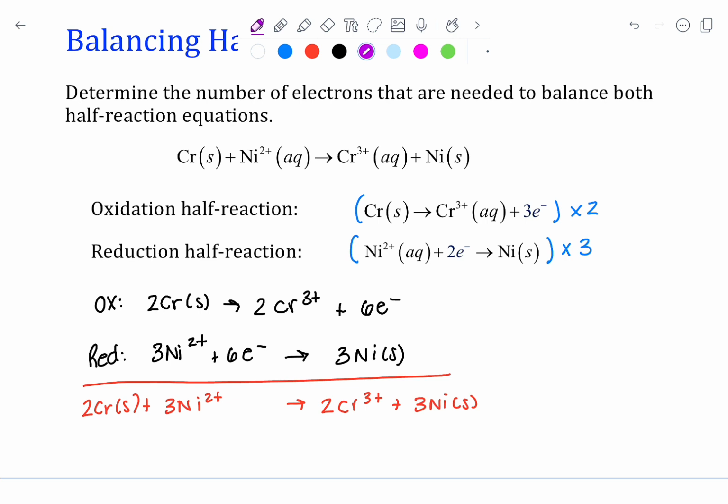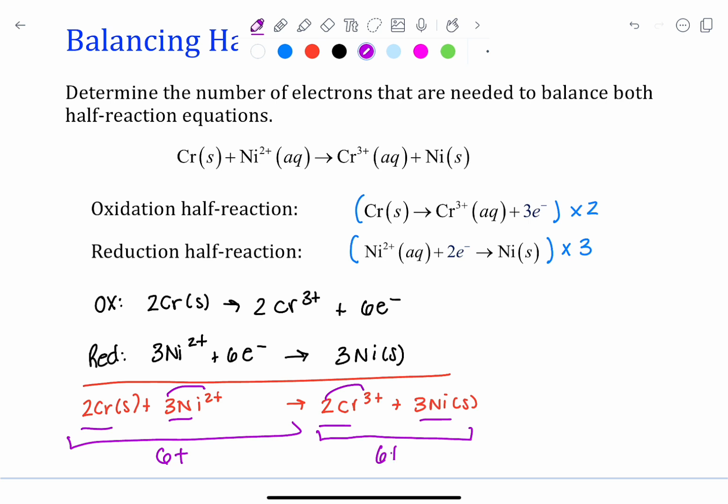And if we look at our two sides, I now have mass balance, so I have 3 nickels and 3 nickels, 2 chromiums and 2 chromiums, but I also have charge balance. There are 3 nickel 2 plus ions, so this side has a total charge of 6 plus. And on my product side, I have 2 chromium 3 plus ions, so that also has a charge of 6 plus. So not only do I have mass balance, I also have charge balance. And charge balance doesn't mean zeros on either side. It just means the same charge on both sides.